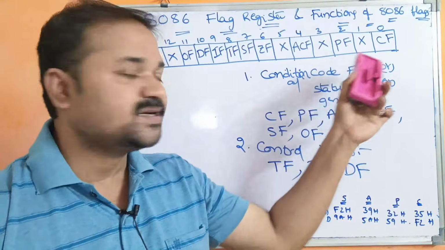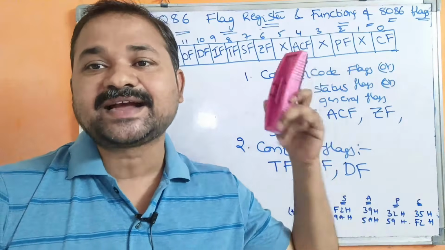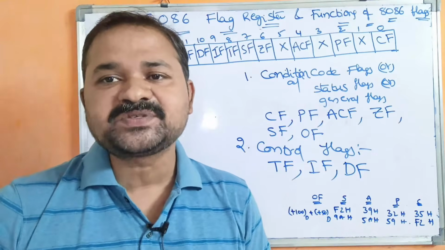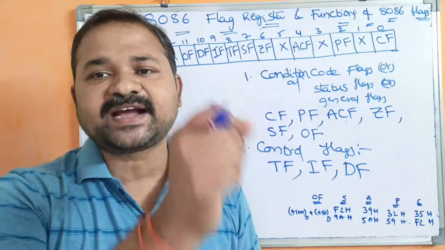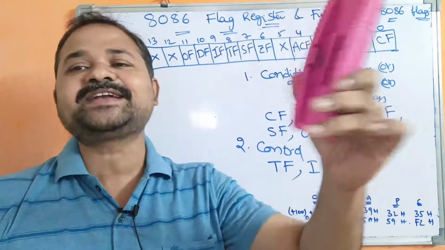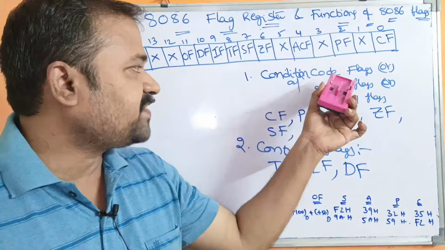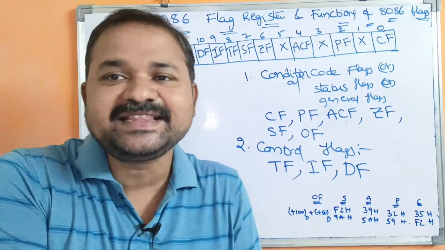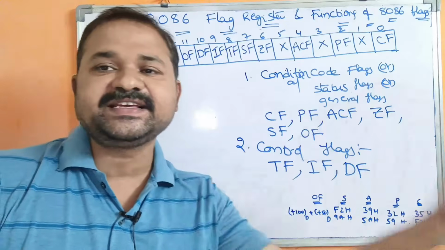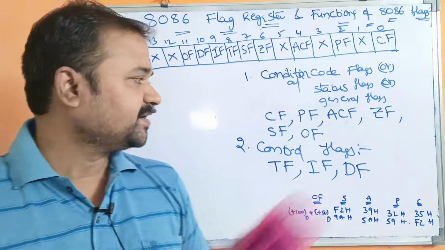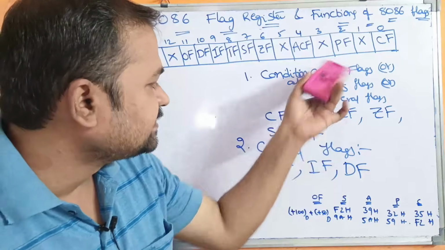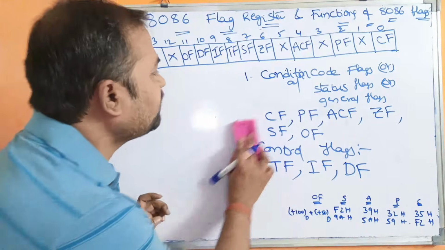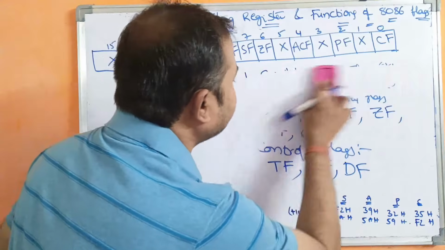So why are these called conditional code flags? Because after the ALU performs an operation, depending upon the condition, a flag may be set or reset. By checking the condition, we can check whether it is set or reset. So in total, there are 6 conditional code flags and 3 control flags. Now let us see all the 9 flags in detail.